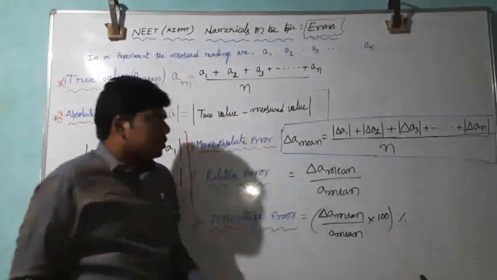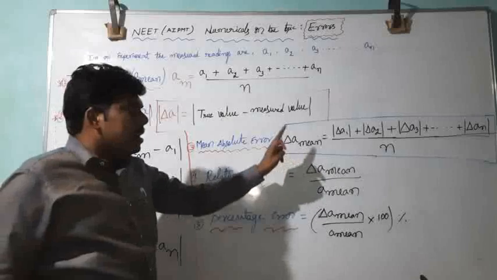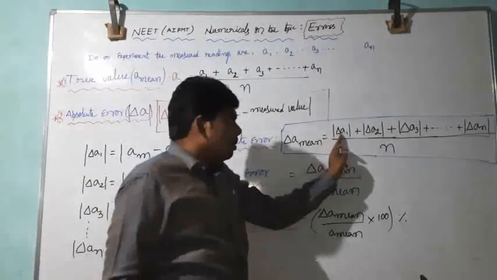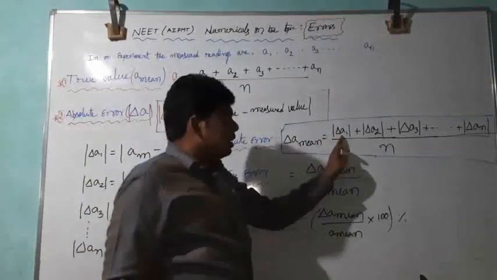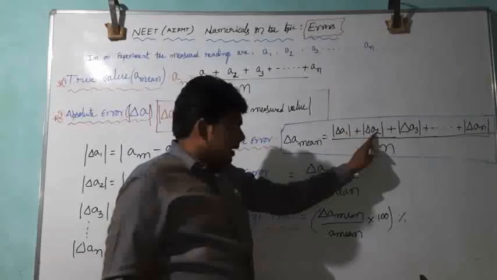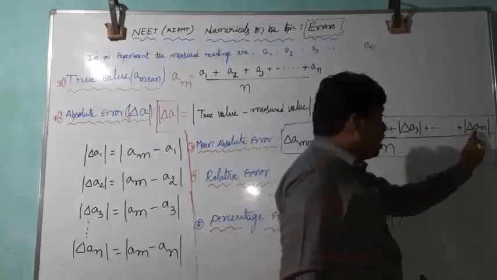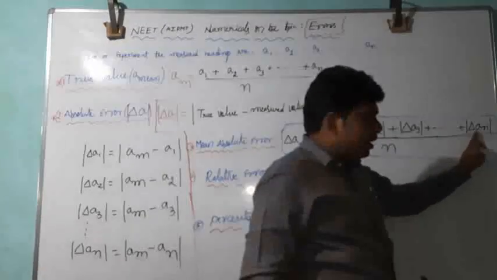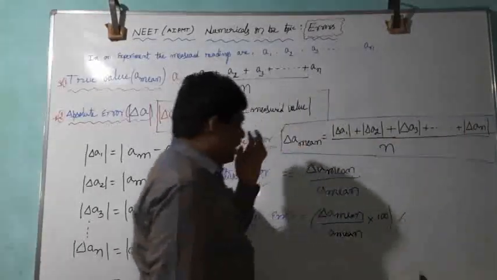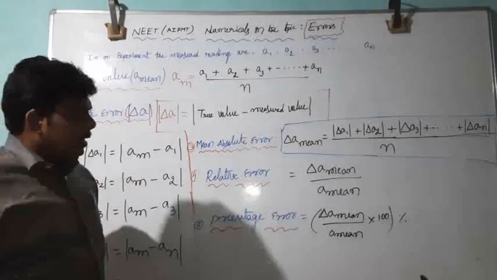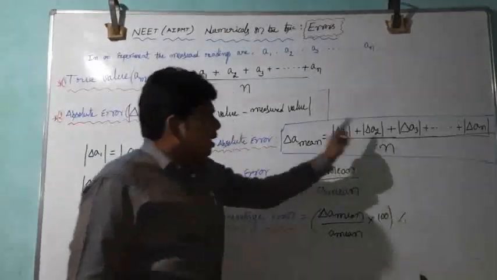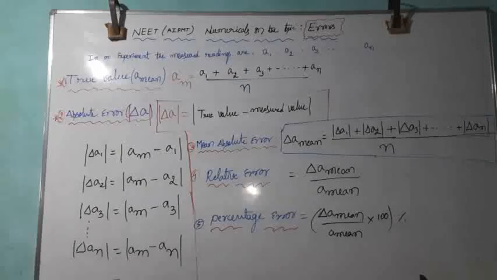n number of absolute errors we have added. That is, delta A mean is equal to the magnitude of delta A1, that is nothing but the first absolute error, plus the second absolute error, plus the third absolute error, plus up to the nth absolute error, divided by n. Here n indicates that we have taken n number of readings.